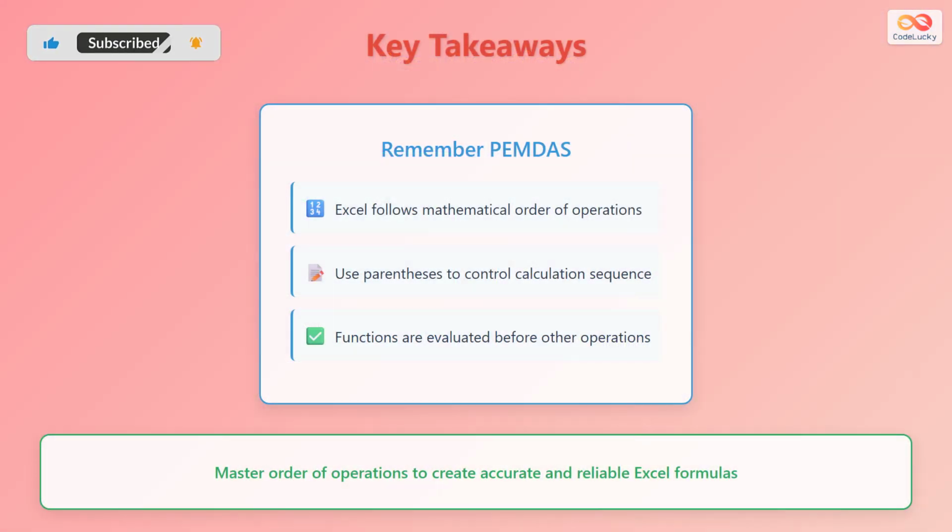Remember, Excel follows the mathematical order of operations. Always use parentheses to control the calculation sequence. And functions are evaluated before other operations. By mastering the order of operations, you can create accurate and reliable Excel formulas.